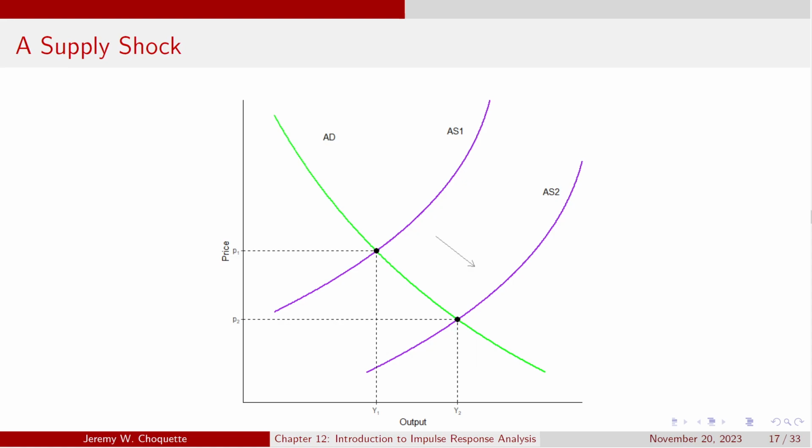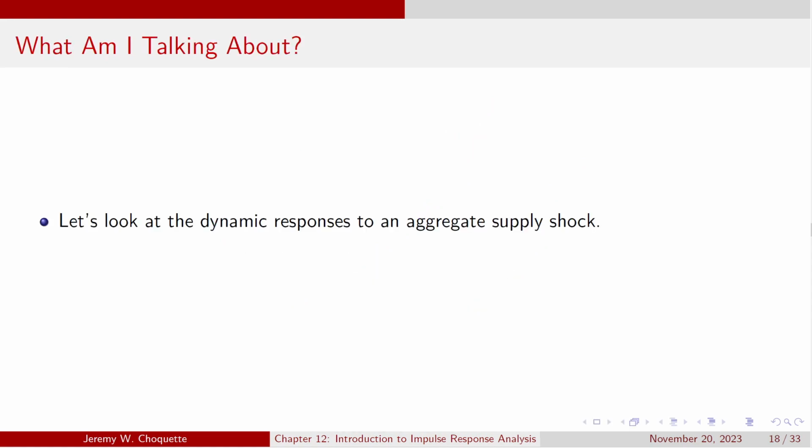So if we look at our pretty little aggregate supply shock graph here, this is what we get. Aggregate supply increases from AS1 to AS2. The price level falls and output increases. So if we're looking at the dynamic response, we should see something where price falls and output goes up. So let's look at the dynamic responses here.